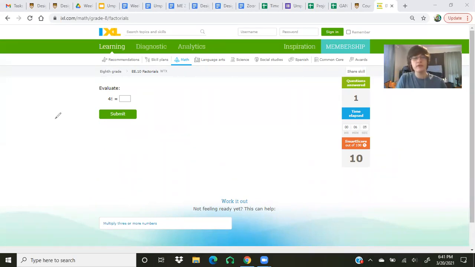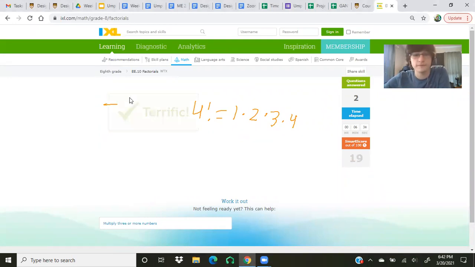Okay, so now we have evaluate 4 factorial. So what does 4 factorial actually mean? Well, that is 1 times 2 times 3 times 4. And this one I'm going to plug into my calculator. You won't be able to see that, but 1 times 2 times 3 times 4 is equal to 24. So I'm showing you that you can do that. And that is also right.